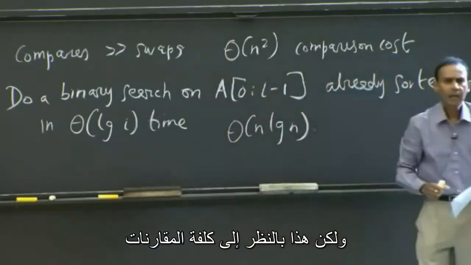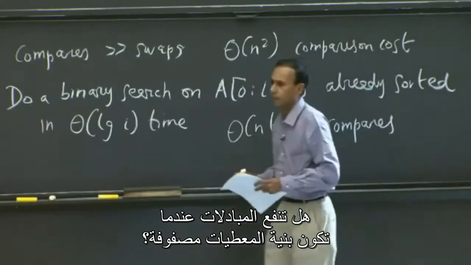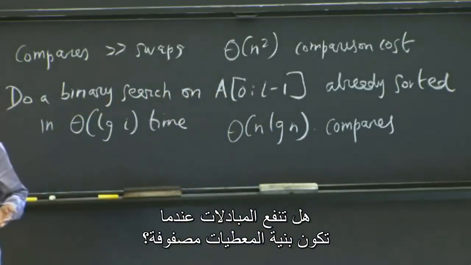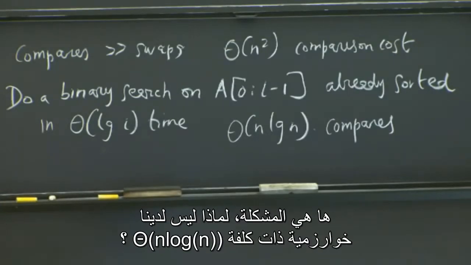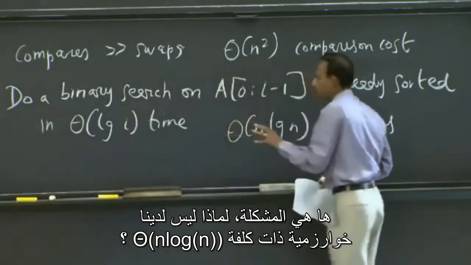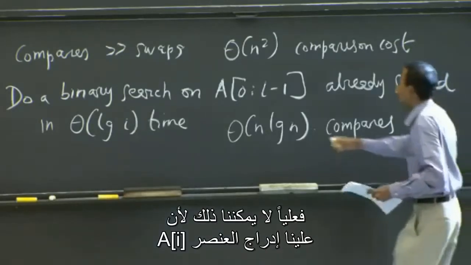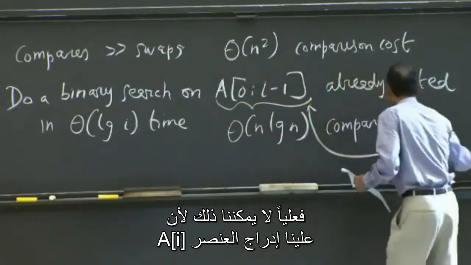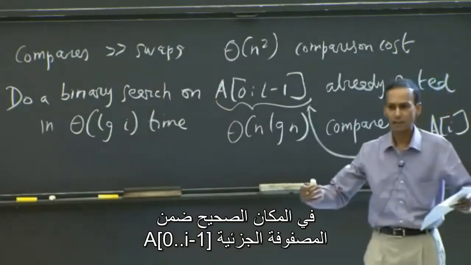okay, now why can't I get theta n log n in terms of everything? Does this help the swaps for an array data structure? No, because binary search will require insertion into a of 0 through I minus 1, right? So here's the problem. Why don't we have a full-fledged theta n log n algorithm regardless of the cost of compares or swaps? We don't quite have that because we need to insert our a of I into the right position into a of 0 through I minus 1.